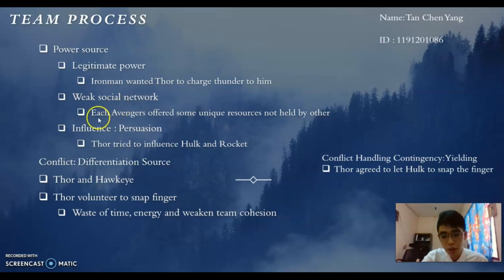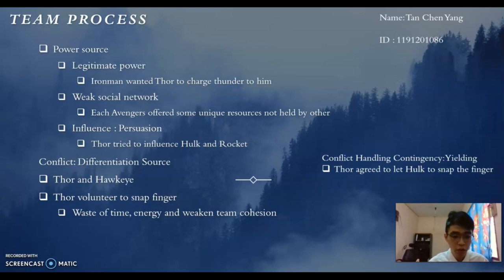Next, influence. The source of influence that we can see in this movie is persuasion. Thor tries to influence Hulk and Rocket when Hulk and Rocket found him in New Asgard. He convinced them not to fight Thanos anymore, to reduce the sacrifice of humans.